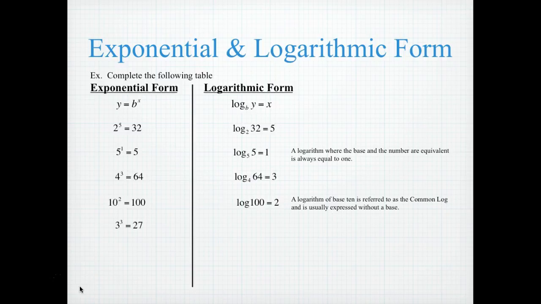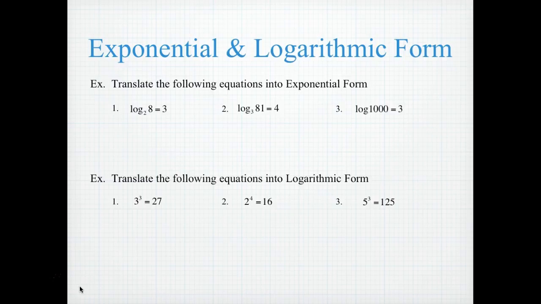Here we have 3 to the third is equal to 27. That translates over to log base 3 of 27 equal to 3. And lastly, we have log base 3 of 1 over 81 equal to negative 4. If you have a logarithm that is equal to a negative number, that's going to indicate that we have a negative exponent. So this translates as 3 to the negative 4 power is equal to 1 over 81.